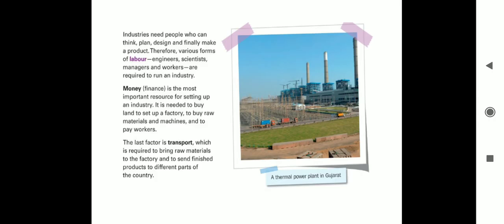Here in the picture you can see a thermal power plant in Gujarat. In a power plant, electricity is produced; thermal power is produced. So you have to read page number 65 and page 66. In the next video we shall be talking about different categories of industries.